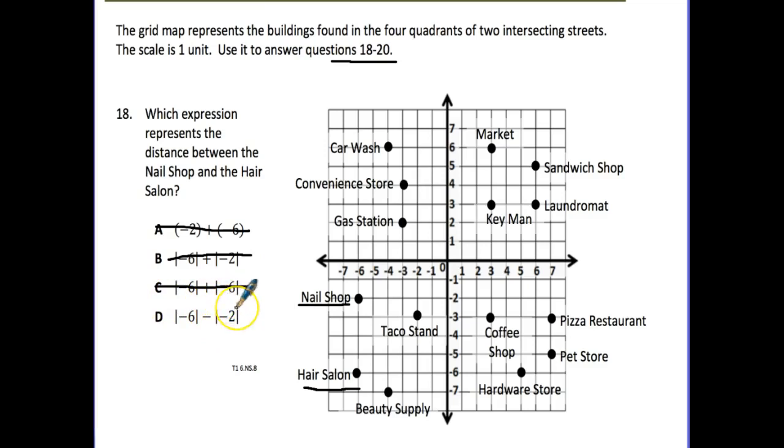-6, subtract the absolute value of -6, subtract the absolute value of -2. Well, this is the absolute value. This is -6. This is -2. If I want to know the distance between these two, that would be what you should have selected. And your explanation would be because your Y coordinate is different, you want to know the distance between them. So you would subtract your two Y coordinates.